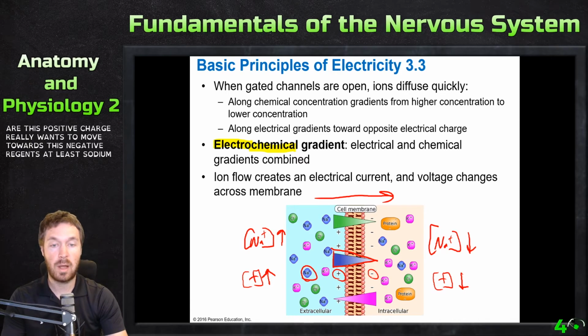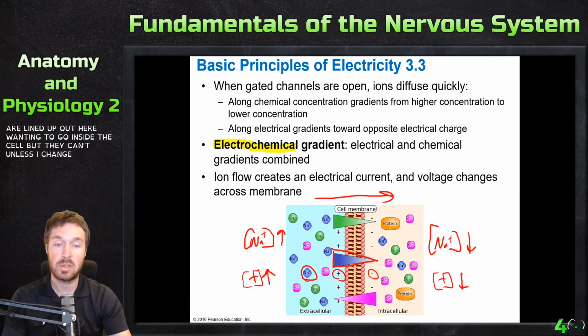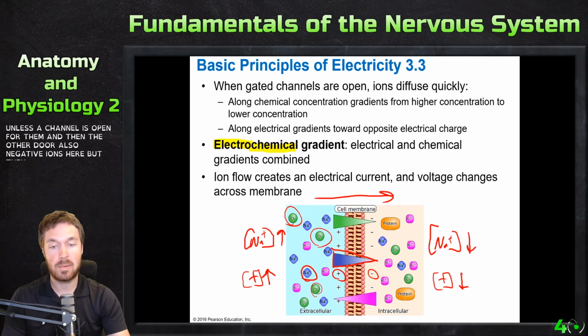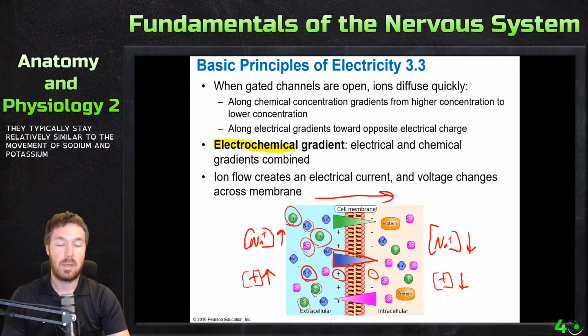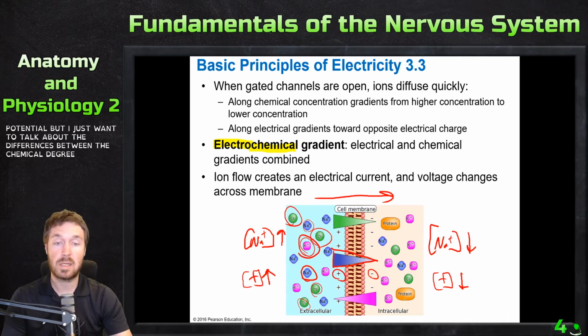So these sodiums are lined up out here, wanting to go inside the cell, but they can't unless a channel is open for them. And then there are also negative ions here, but they typically stay relatively similar. It's the movement of sodium and potassium that are the key here, but potassium is actually the key one involved in building this resting membrane potential. But right here, I just want to talk about the differences between the chemical gradient and the charge gradient.